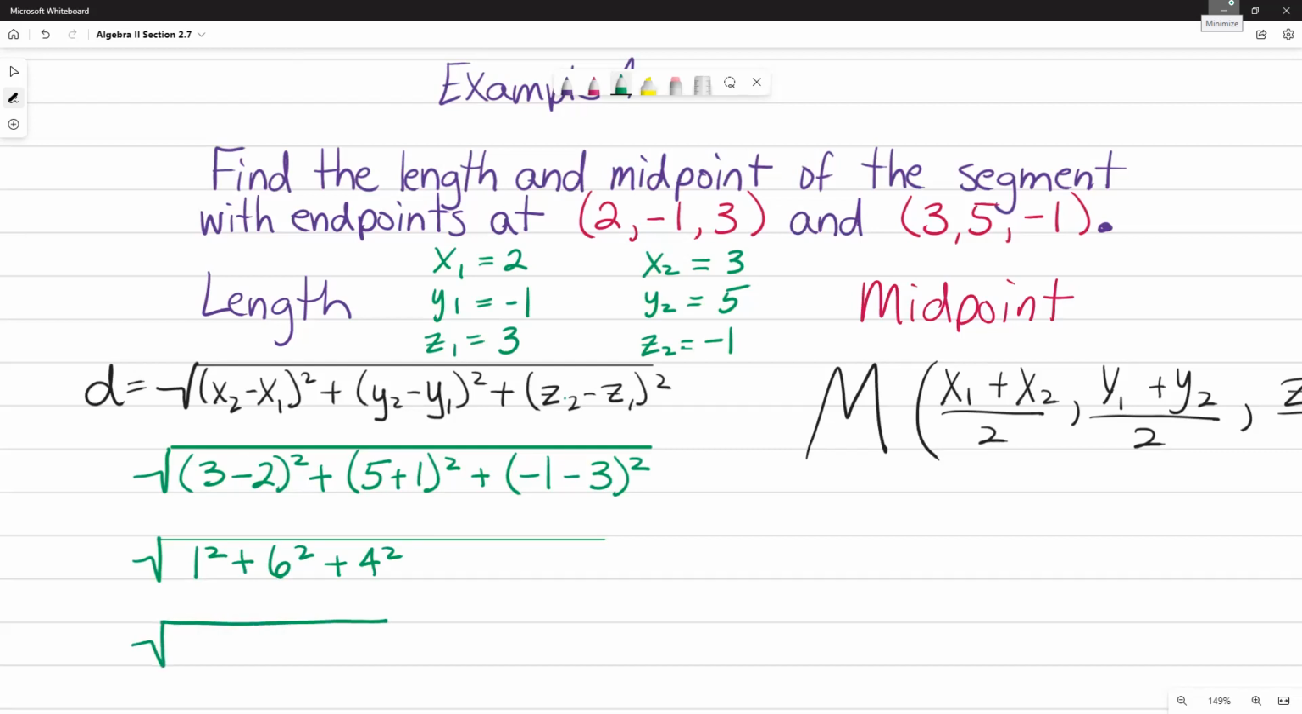So 1 plus 36 plus 16 is 53. Just ugly. We're just going to leave it right there. I'm pretty sure 53 is a prime number, so there's no way we can simplify that.